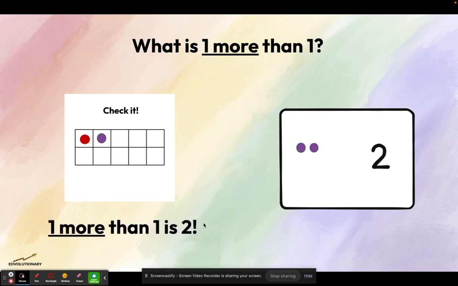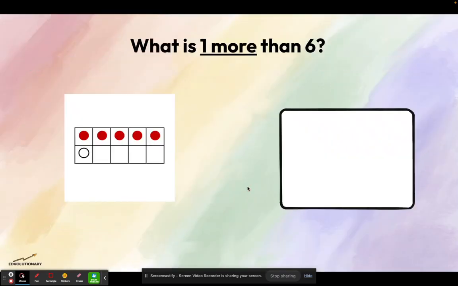I'll do one more just to show you. Oh, and then we want to say the language. One more than one is two. Erase their boards. What is one more than six? So they can see six on the 10 frame. We're going to go ahead and put our six. So go ahead and follow along with me.